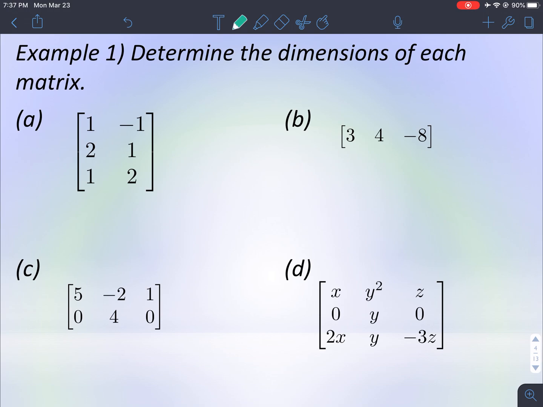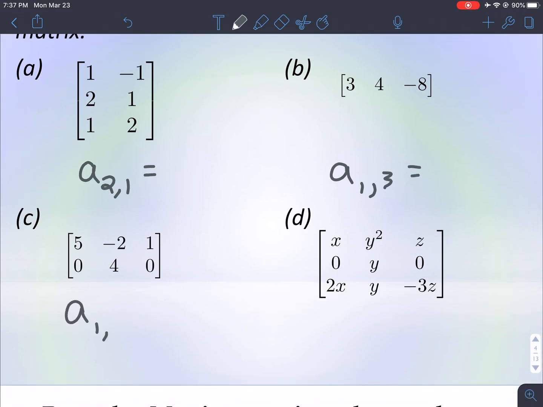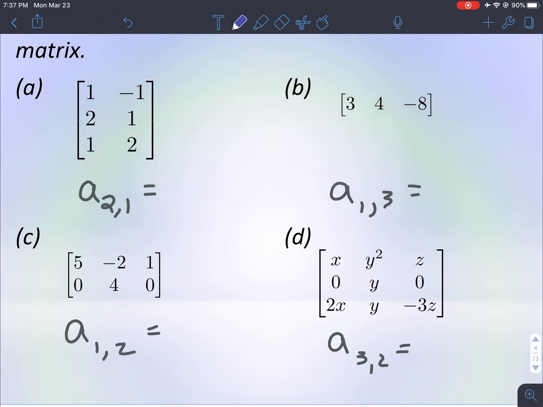So example number 1. Determine the dimensions of each matrix. I'll also give you a few entries that we can pick out. So the first matrix in the top left corner, A, this is going to be 3 rows and 2 columns. That's a 3 by 2 matrix, where the a, 2, 1 entry, well, that's going to be the second row, first column, and that's 2.